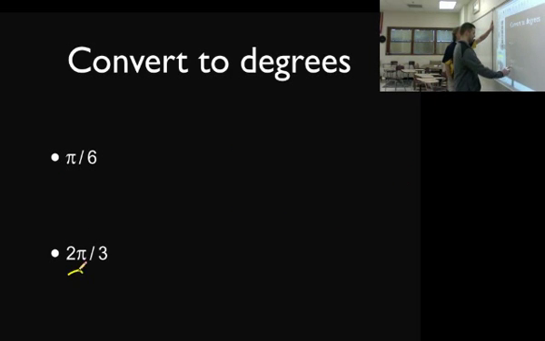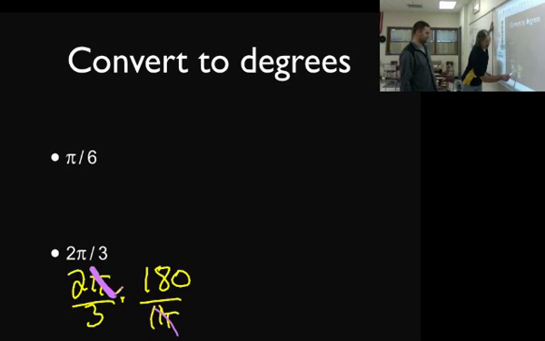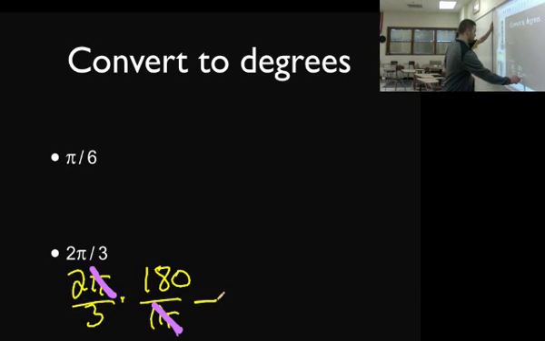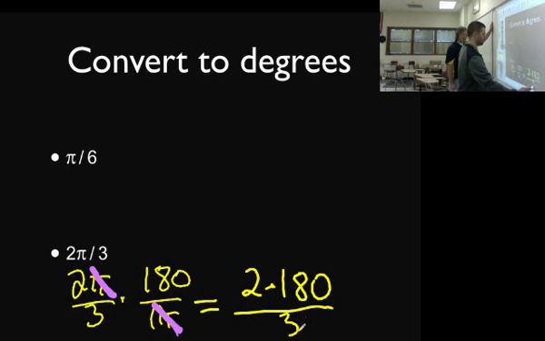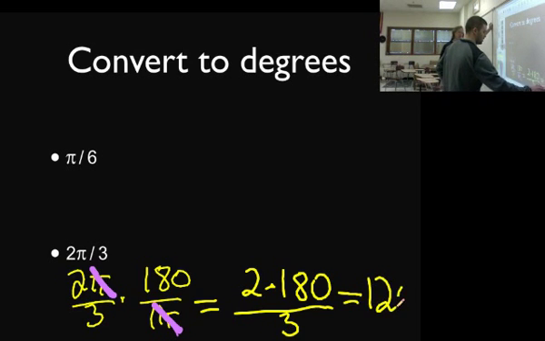I just didn't want the screen to get messy. 2 pi over 3, multiply that by 180 over pi. I'm not sure why I have one extra pi there, but I like crossing out those pi's. Sorry about that. So this is going to be 2 times 180 divided by 3, and we want to simplify that. You could just punch that in your calculator. 360 divided by 3 is 120. Or you could do 180 divided by 3 is 60 multiplied by 2. There are lots of ways.